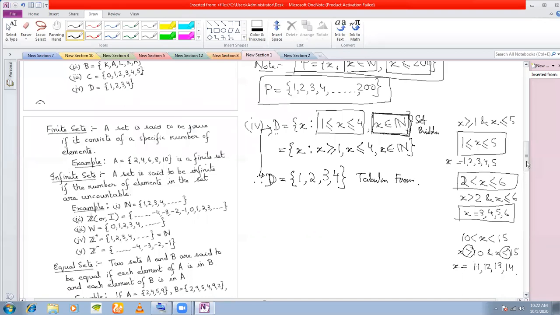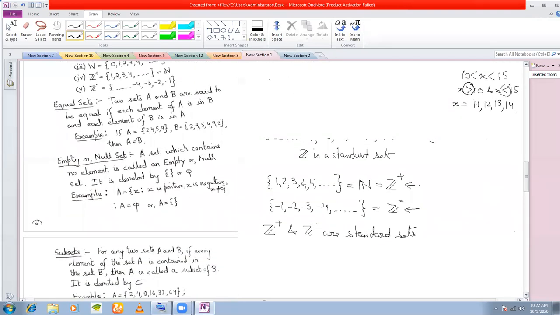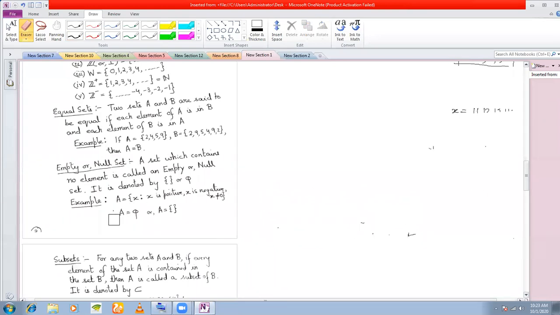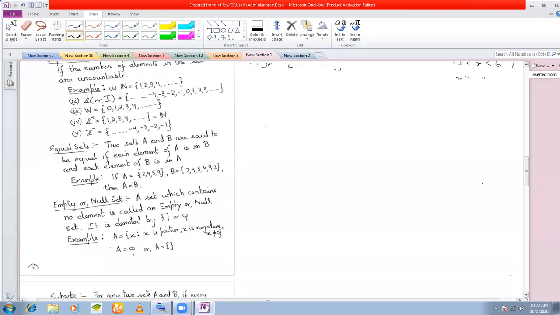Okay. Next definition that I want to discuss with you is that of equal sets. What do you mean by equal sets? Consider these two sets. You know what are equal numbers? Similarly, we have equal sets. So what are equal sets? Suppose you have two sets that I have given here, 2, 4, 5, 9. And you have another set, 2, 9, 5, 4, 9, 2. What you see in these two sets? Can you say that these two sets are equal?